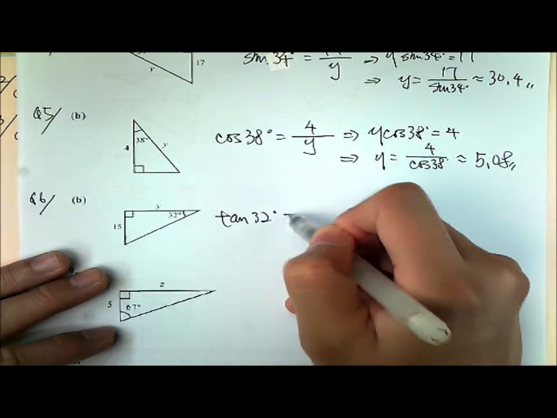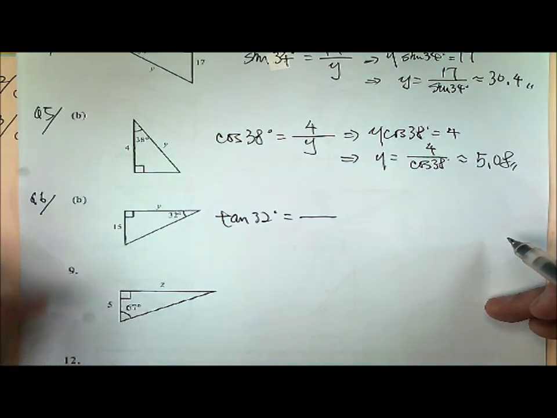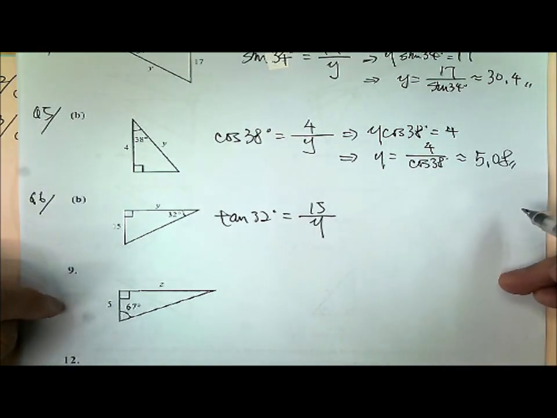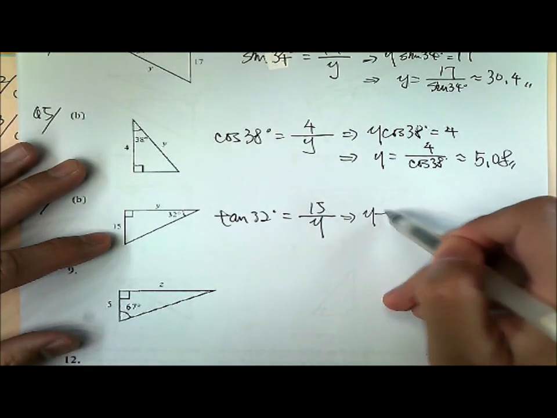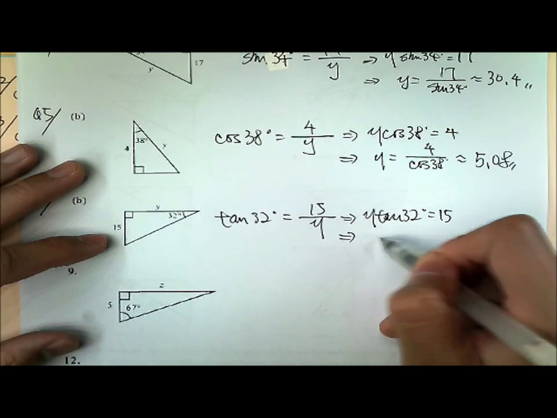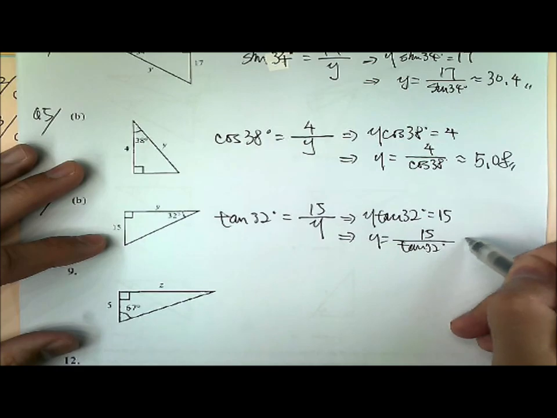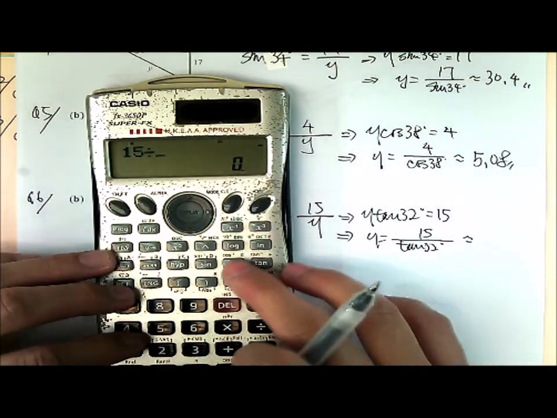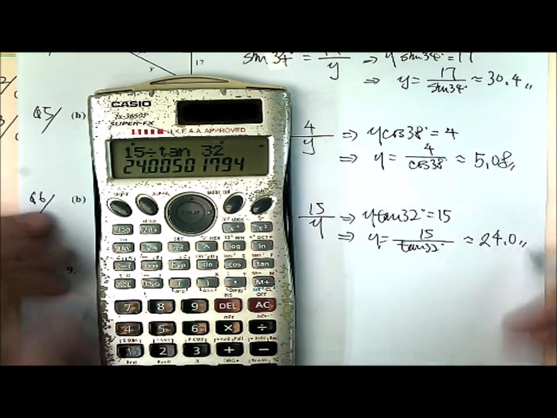Tangent 32 degree, put a fraction line, okay? For the tangent on the right, write the opposite sides first. 15 above, understand? And then y at the bottom. Is okay? So next, you times both sides by y, okay? It's okay? And then you have to find y, right? Divide both sides by tangent 32 degree, okay? And then go to your calculator. So you got 24.0.